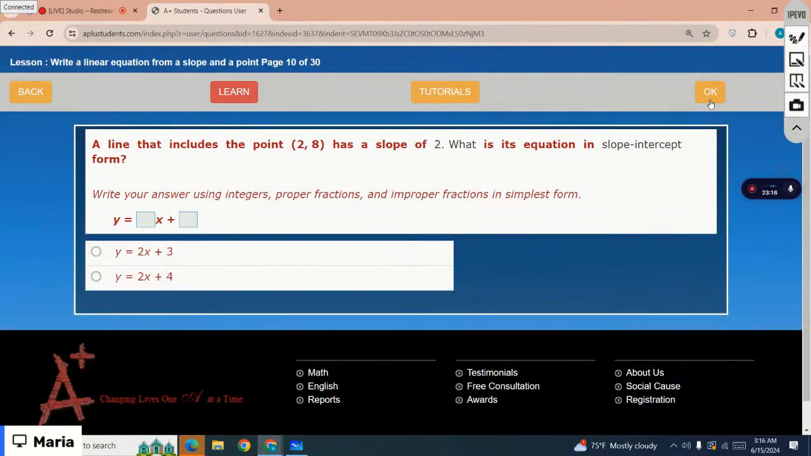A line includes the point 2, 8, the slope of 2. What is its equation in slope intercept form? So which is the correct option? The correct option is y equals 2x plus 4. Option number 2 is the correct option. Okay, you can complete the lesson by yourself later today. Let me just move on to next lesson.